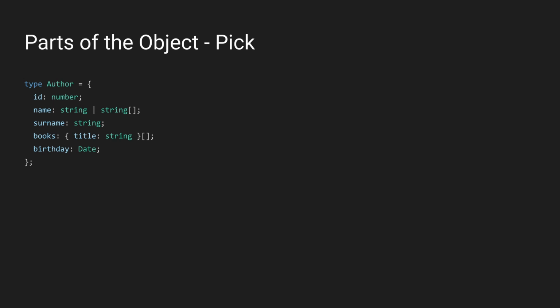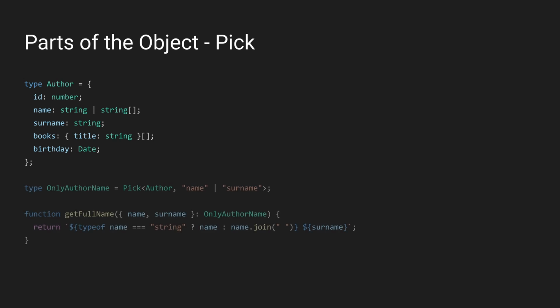Depending on the scenario, we can use two methods to extract only the necessary fragments. The Pick utility enables the extraction of a list of keys along with their corresponding value types. The first argument is the object type, and the second is a union of keys to be picked. The example showcases the Author type. We need only a part of it, the name and surname. We can use Pick to create a new type from Author and develop a function that requires only parts of the object.